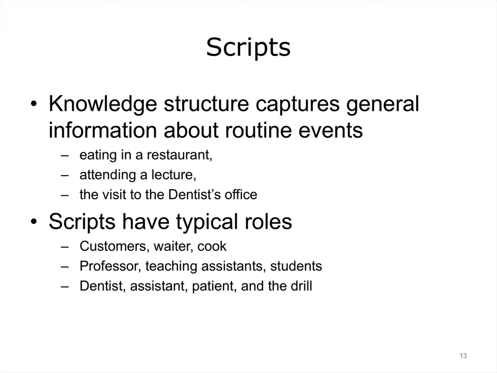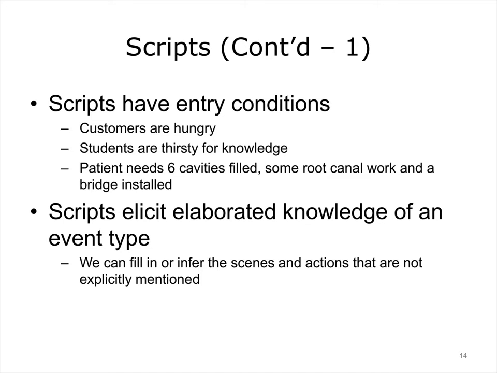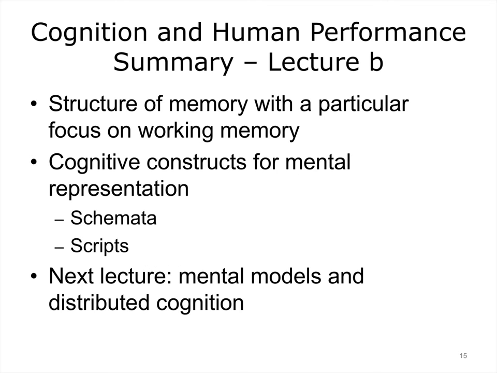Scripts are a kind of schema that captures general information about routine events, such as a trip to the dentist or eating in a fancy restaurant. They provide us with a set of expectations regarding the typical roles of people involved and the event sequence. We also recognize when such expectations are violated. For example, if you were asked to pay for your meal before you ordered any food, that would be such a violation. If your dentist sits in the dental chair and expects you to do an oral examination on him, that would certainly violate your expectations.